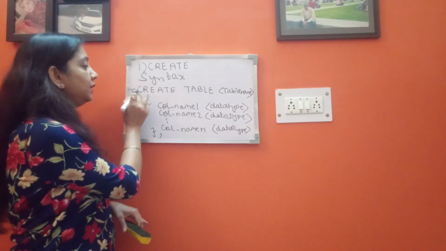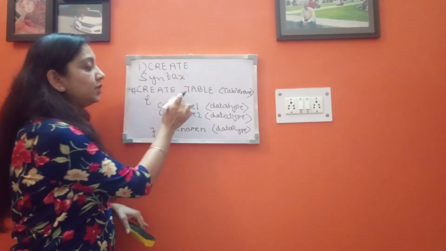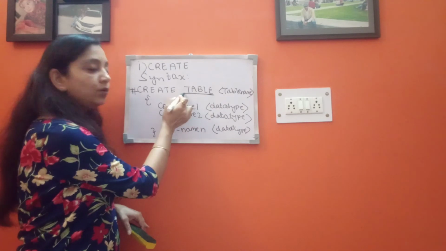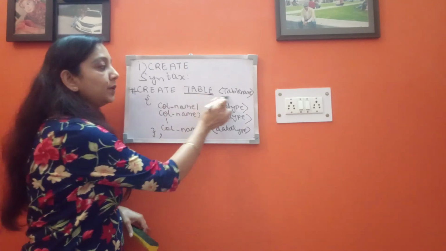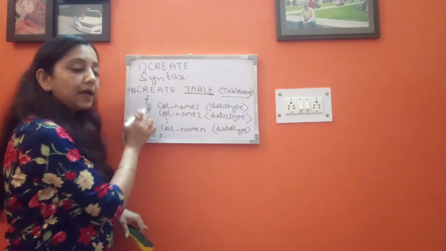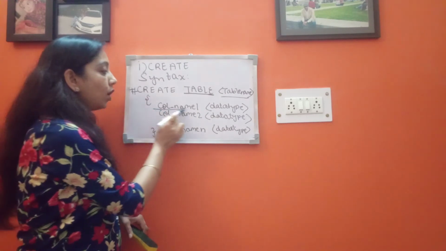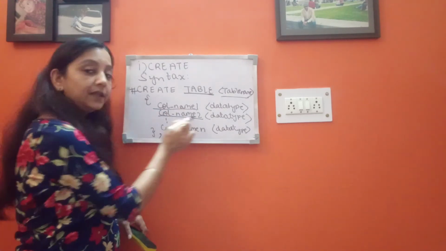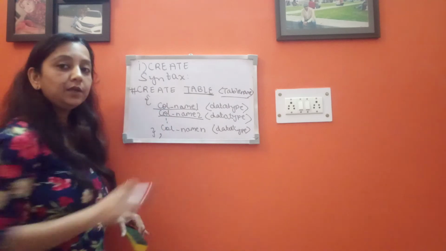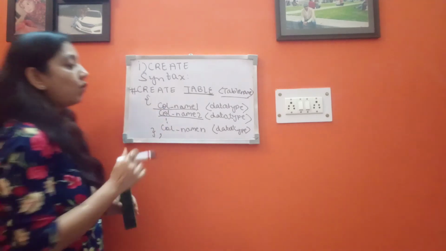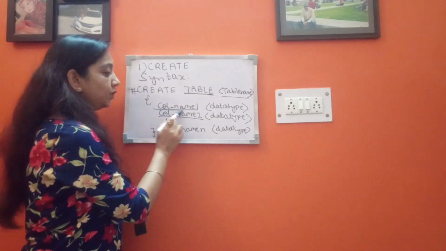You give the keyword create. Then you mention what you want to create. You want to create a table. What would be that table's name? Then within that table, what would be the columns, which represent the attributes. So what would be those column names, or the names of the attributes?